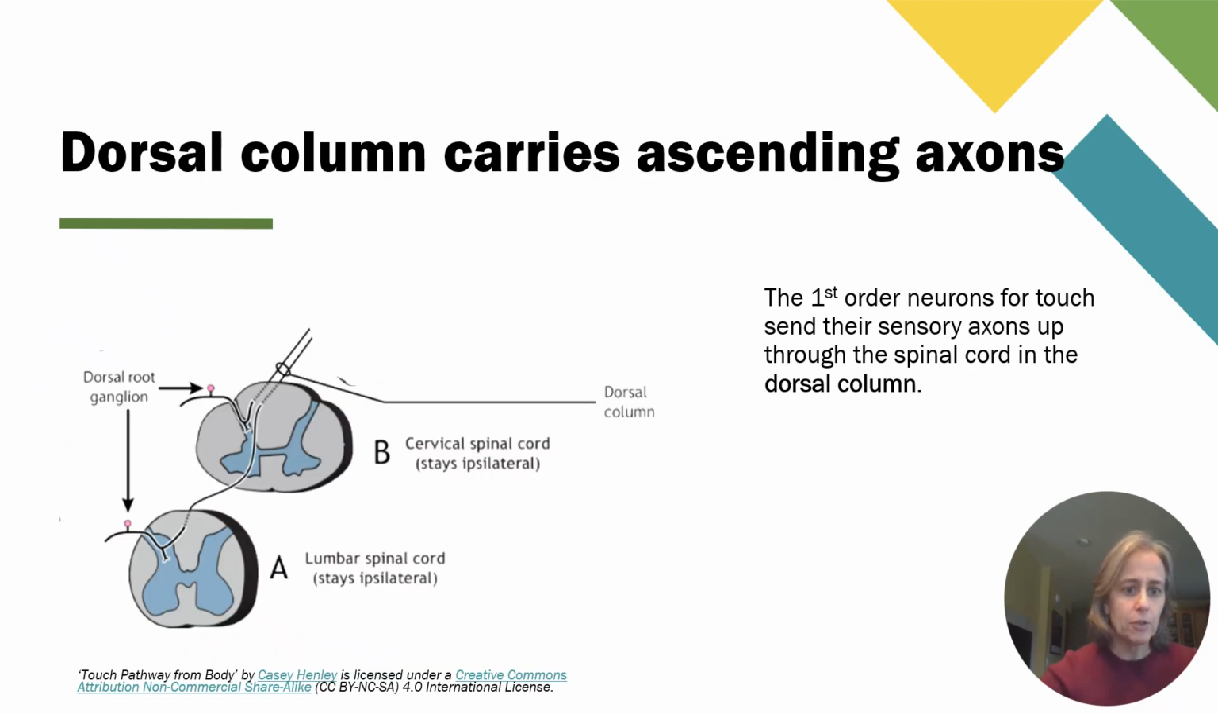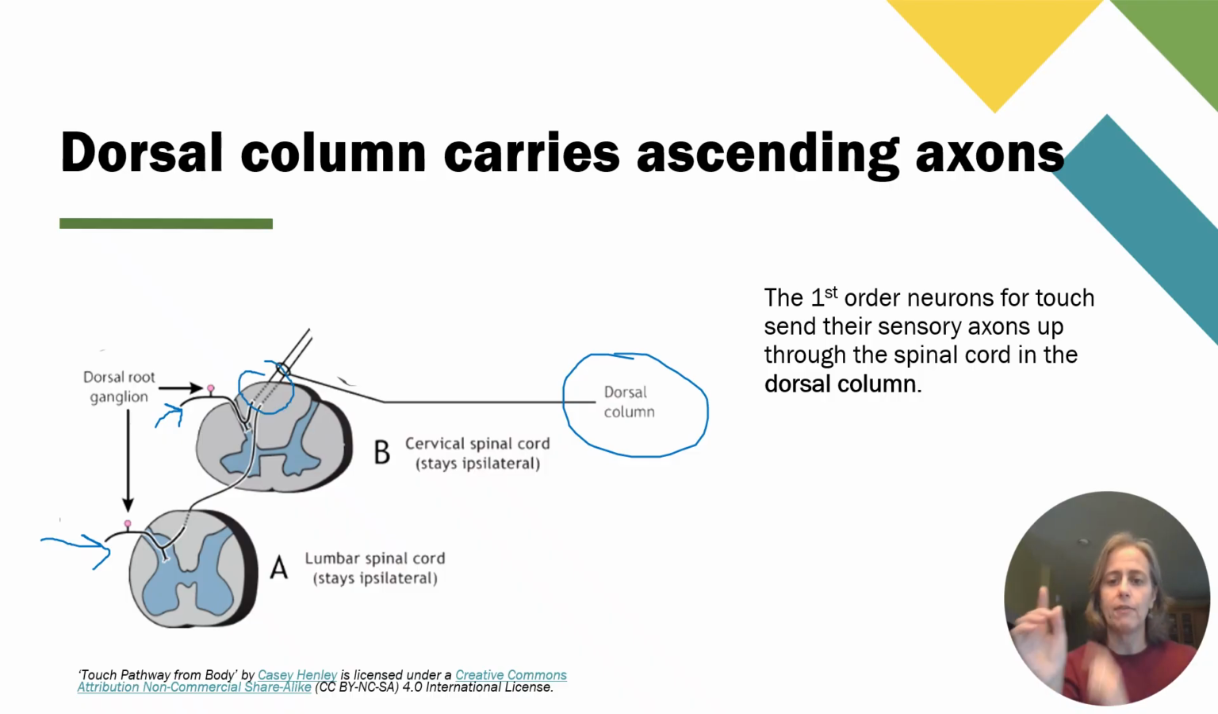This diagram shows you here's some sensory input coming from down in the lumbar spinal cord. Here's some coming from the cervical spinal cord. And then they just keep adding to each other, as they're all going in the same direction, up toward the brain through the dorsal column. So through the dorsal column, these axons continue traveling upward.